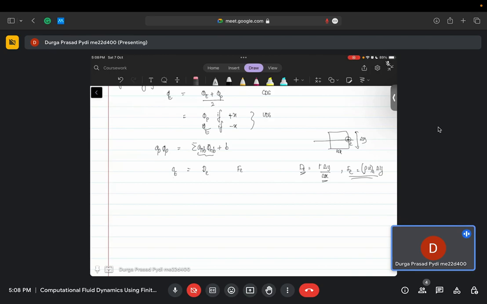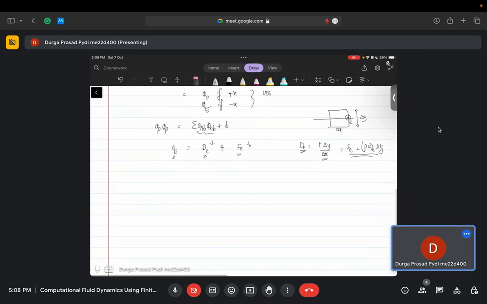So my A east should have some contribution from D east as well as F east. But how much contribution from each one of them depends on these terms, which will essentially determine the type of method you are using. So we have CDS, UDS, and we also discussed a hybrid scheme and the power law scheme.